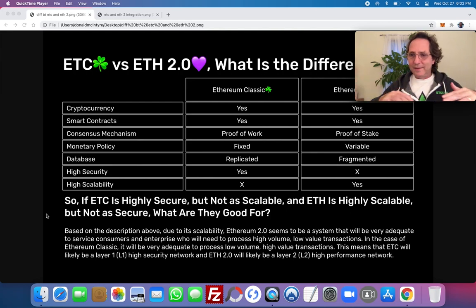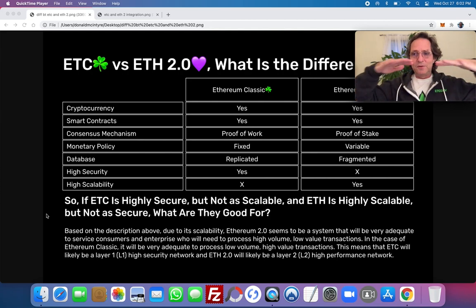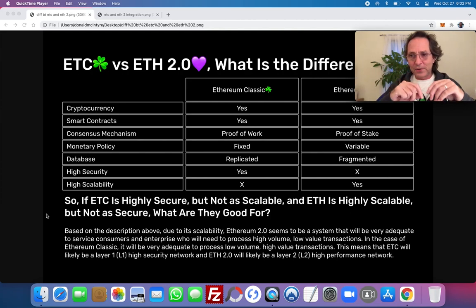And they really need to be in another layer, which is much more scalable, with lower fees per transaction, to be able to process much more and be able to compete with the New York Stock Exchange or the large financial markets of the world. In the case of Ethereum Classic, it will be very adequate to process low volume, high value transactions.